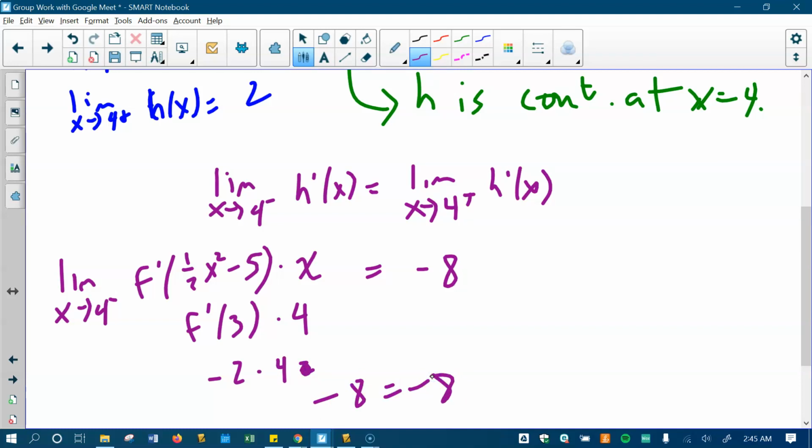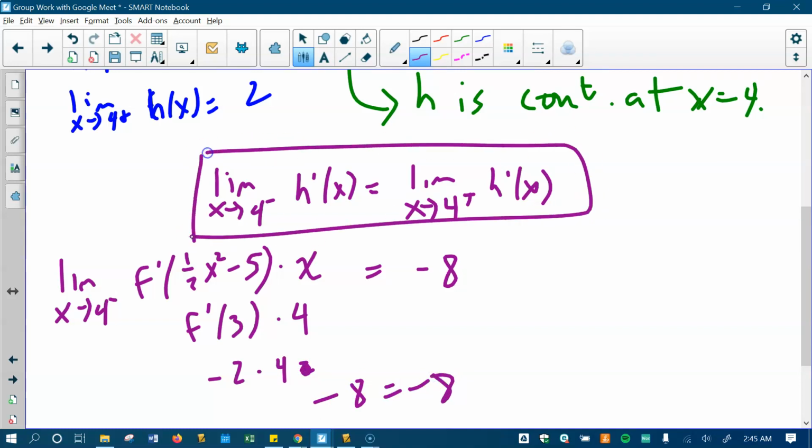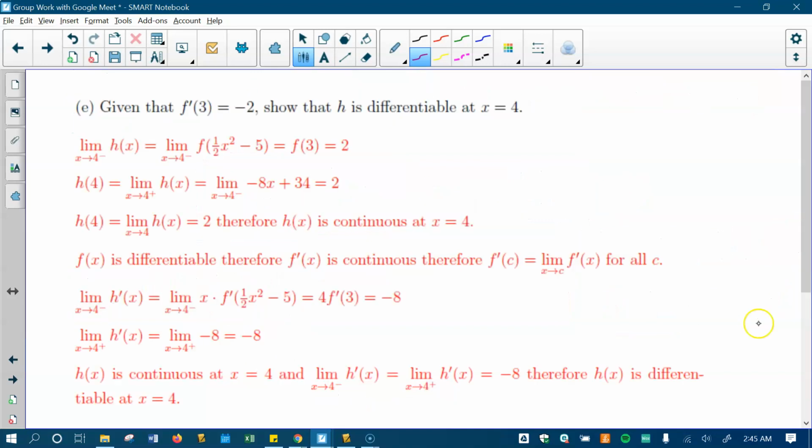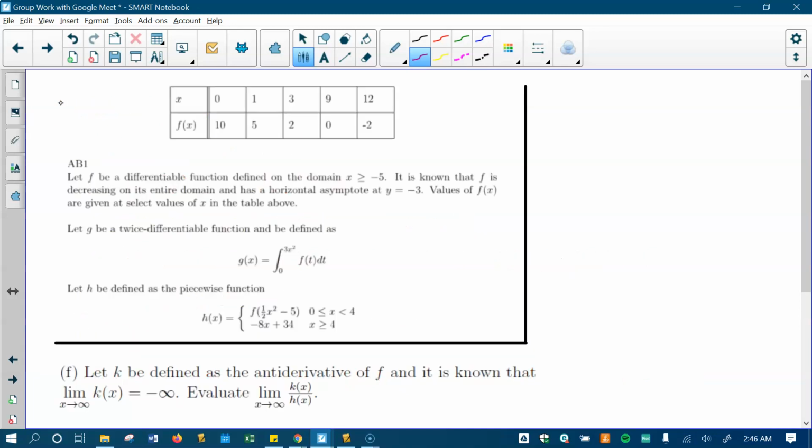And because this statement is true, it means that h is differentiable at x equals 4. This is the only way to do the problem. It's a horrible problem because it's just so long, but it's doable though. It's again, continuity first, differentiability second, all limits. And again, you can see his answer, or her answer, whoever did this, I think it's a guy, their answer is quite long as well because that's how much work it takes.